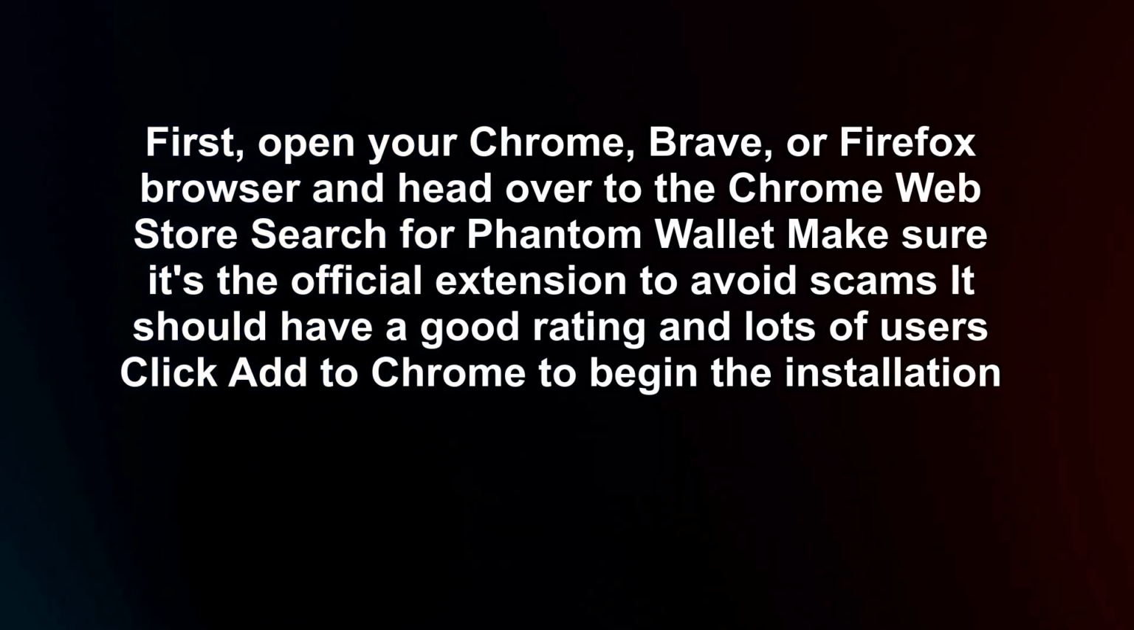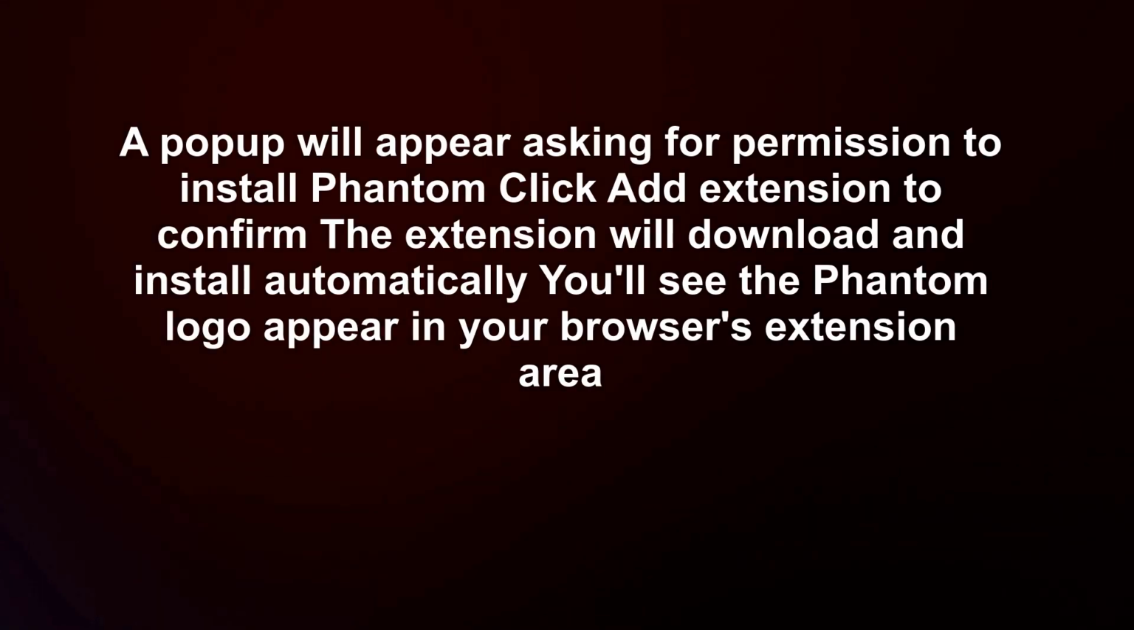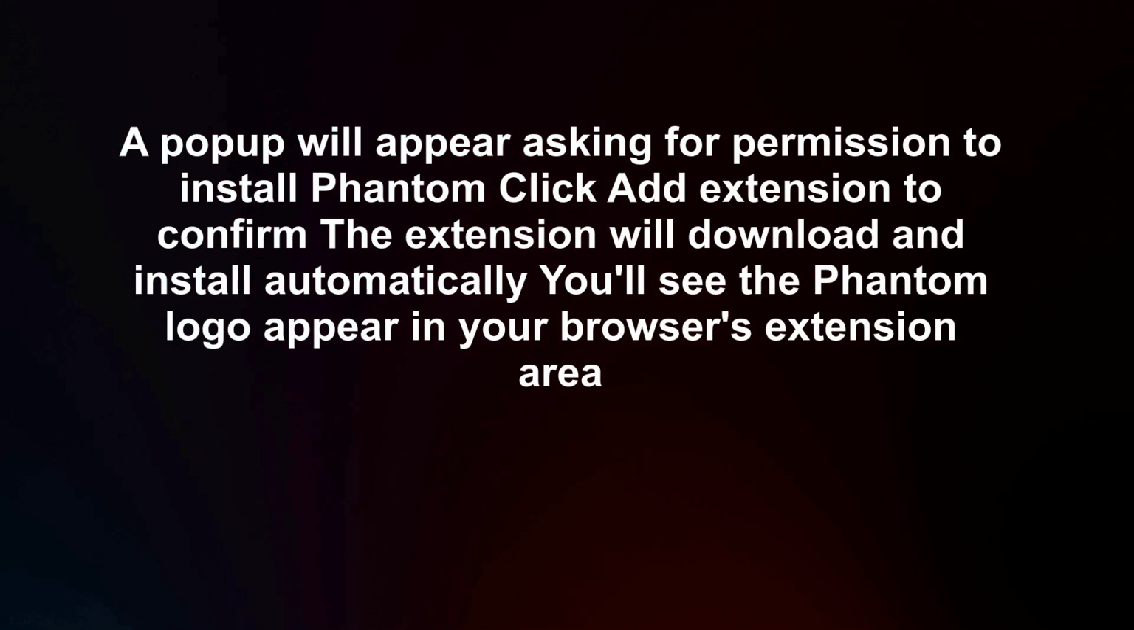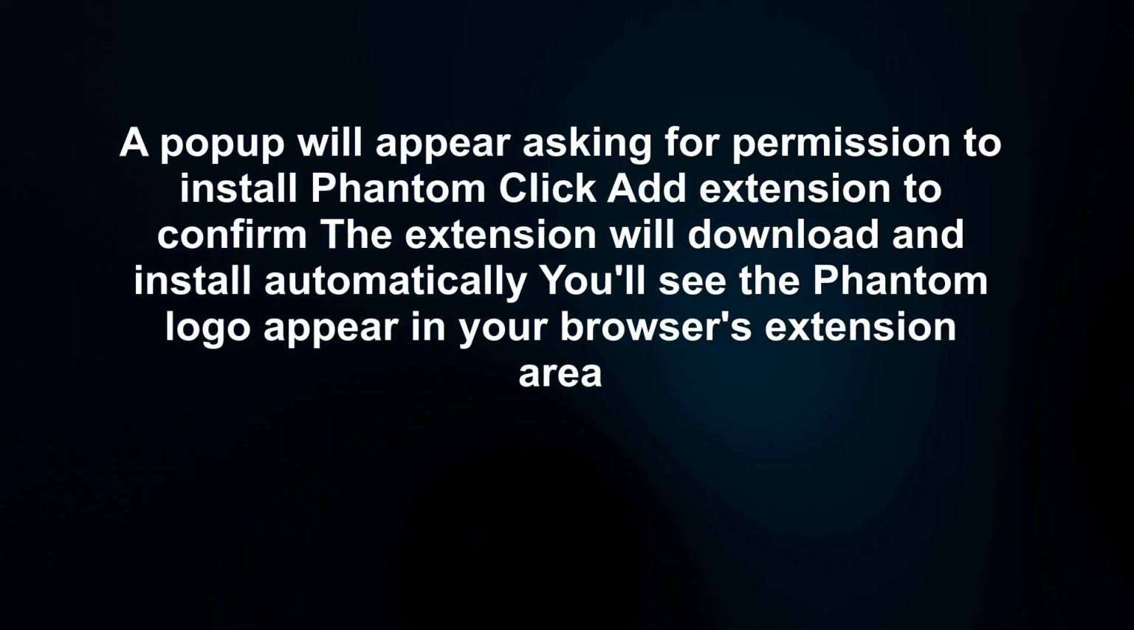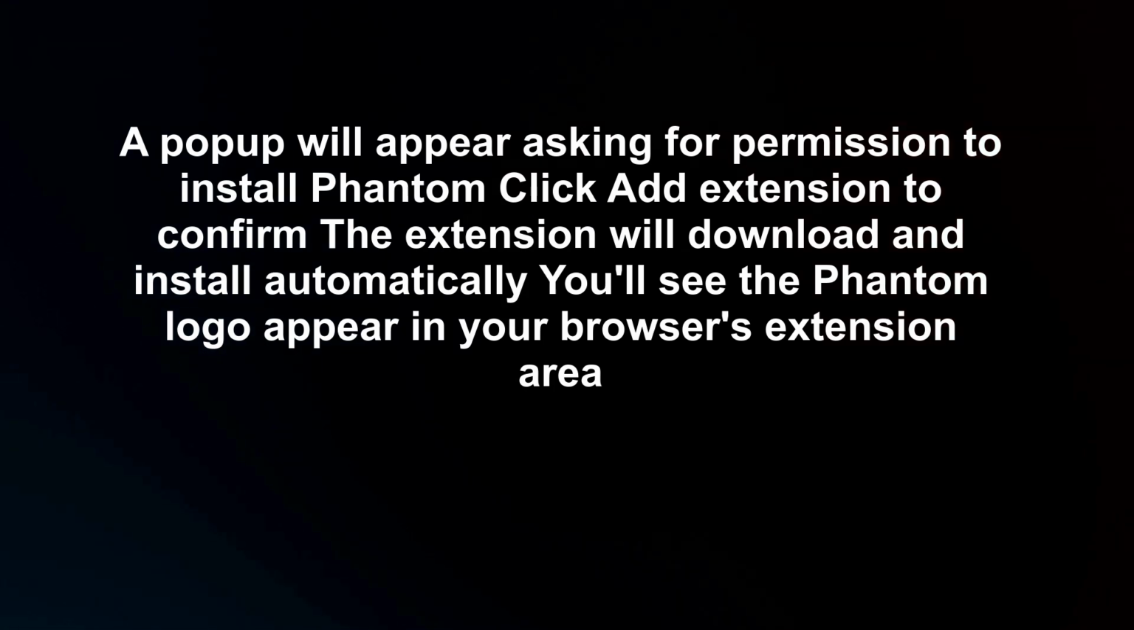Click Add to Chrome to begin the installation. A pop-up will appear asking for permission to install Phantom. Click Add Extension to confirm. The extension will download and install automatically. You'll see the Phantom logo appear in your browser's extension area.